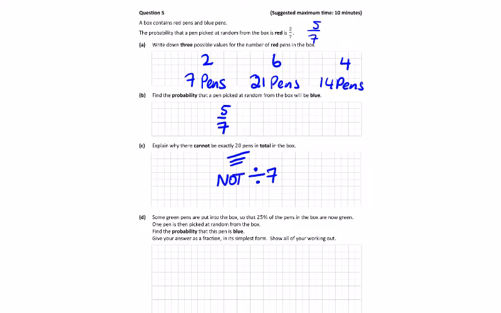And some green pens are put in so that 25% of the pens are now green, and 1 pen is then picked at random from the box. Find the probability that the pen is blue. Give your answer as a fraction in its simplest form and show all your workings out. So we don't know how many pens. If we take the first example of 7 pens in the box, if we write out red, blue, green, we do a little table. We want 25% to be green. So if we have 2 and 5, it's 2 and 5.